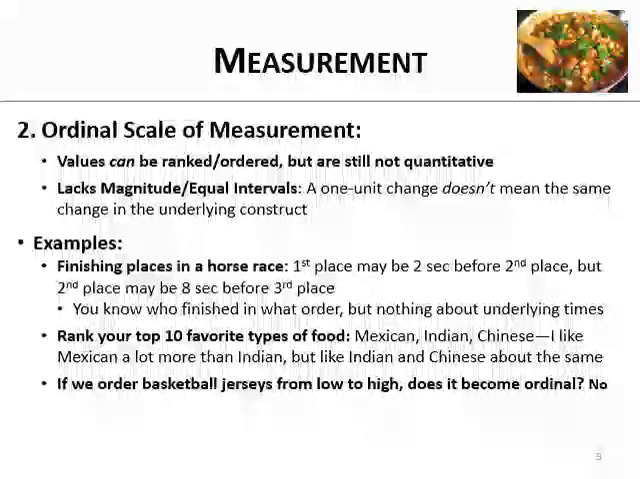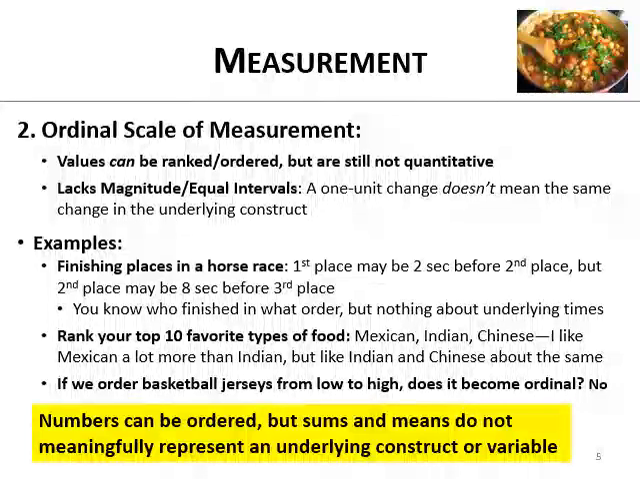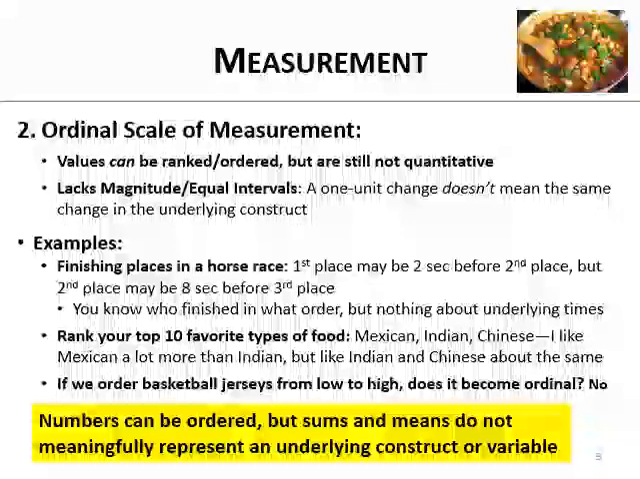Okay. So if we were to order basketball jerseys from low to high, does that have some sort of meaning in any way? So can you say player 24 is somehow better or more skilled than player 30? No, right? You can't. You can't do math with these really either. So even if you order a nominal variable, it's still a nominal variable. Can't magically start doing math with it. So for ordinal scales of measurement, the numbers can be ordered, but sums and means do not meaningfully represent the underlying construct. So these are the two most basic ones.